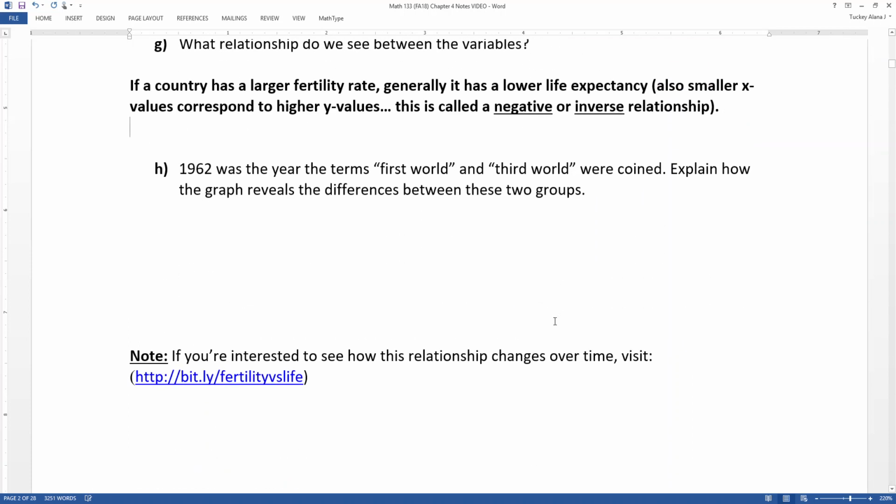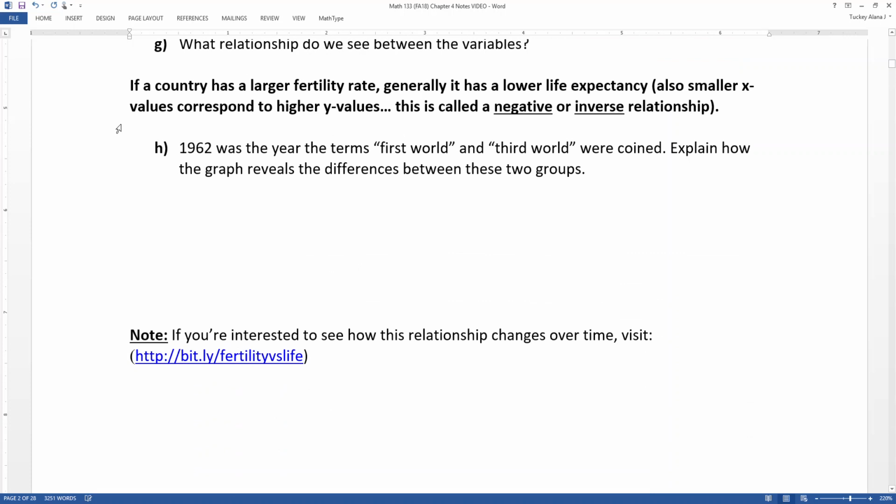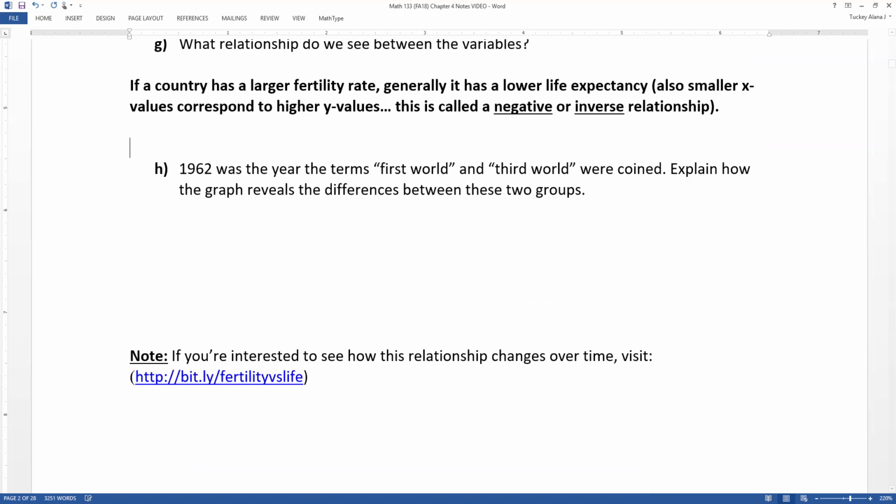Okay, now that leads to me, why did I choose 1962? Because you might have been wondering about that. What was my reasoning? My reasoning was that 1962 was the year that the terms first world and third world countries were coined by the U.S. ambassador to the United Nations, in fact.